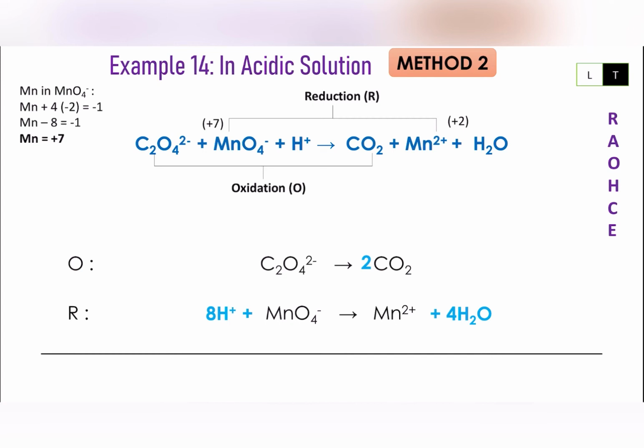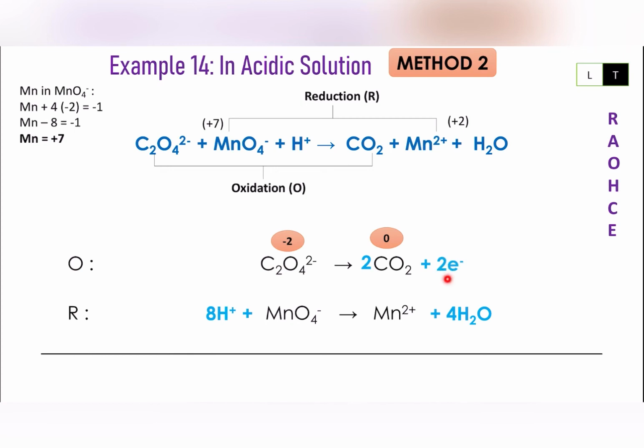Let's continue with the next one, the charge. I have to determine the charge so that I can put the value of electrons at the more positive side. Let's go for oxidation first. We got negative 2 as the total charge for the left side, and I got 0 for the total charge at the right side. So we are going to balance this equation by adding 2 electrons at the right side here.